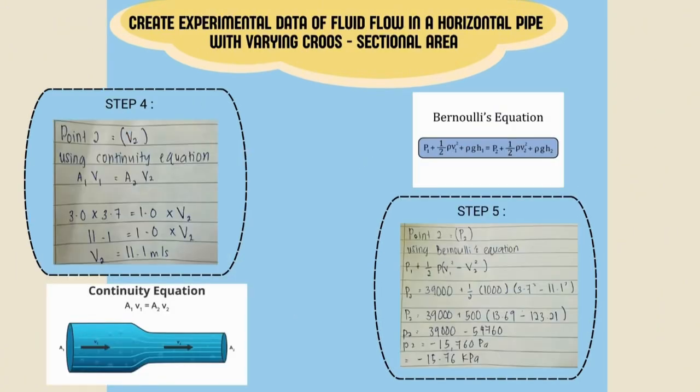Next, for step 4, we calculate the velocity at point 2, V2, using the continuity equation, which is A1 V1 equals A2 V2. Finally, step 5, we find the pressure at point 2, P2, using the Bernoulli equation.